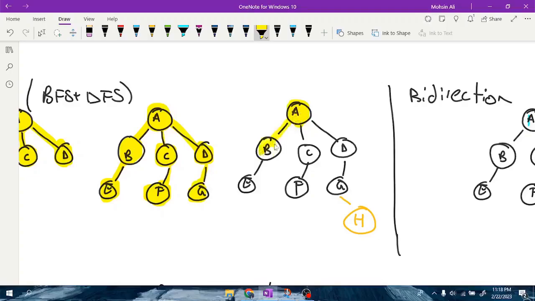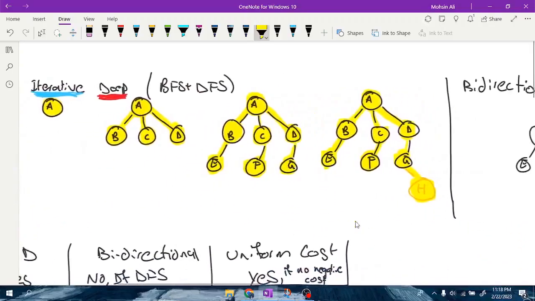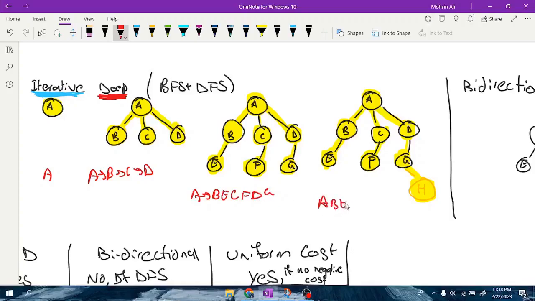We get to A, then we get to B, then we get to E, we go back, then we get to C, then we get to F, still not the goal, we go back, we go to D, then to G, and then to H, and we finally found our goal. So you did this 4 times. First you went to A, then you went A to B to C to D, then you did A to B to E to C to F to D to G, and then in this one you did A, B, E, C, F, D, G, and H.